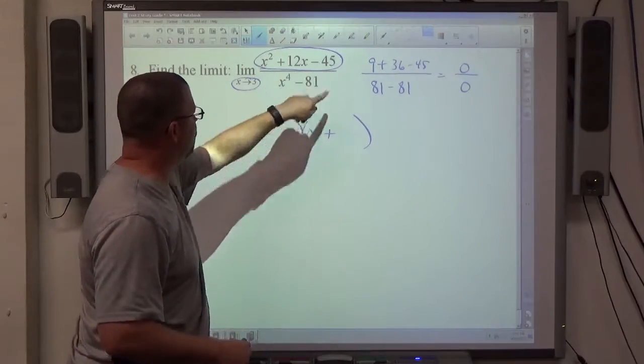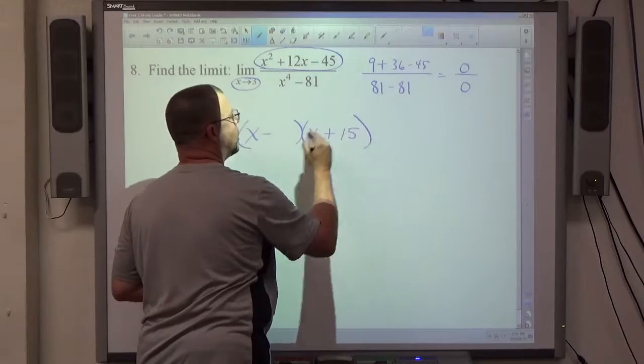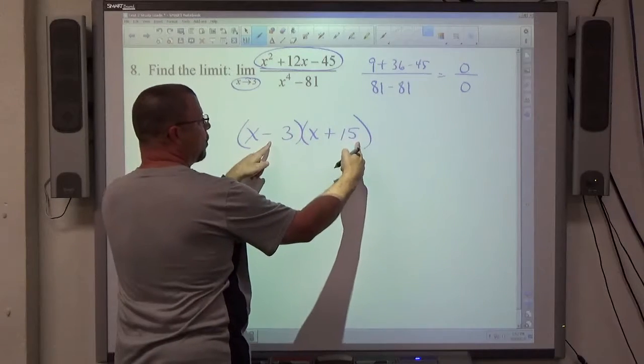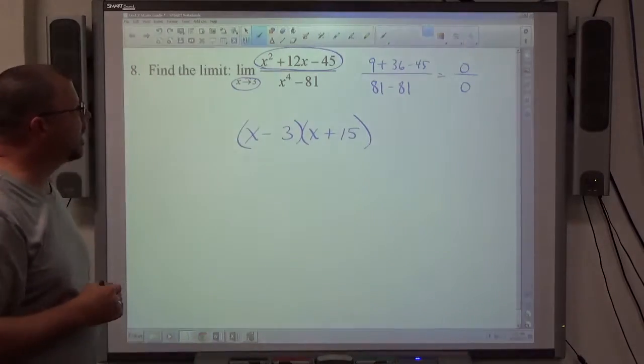In order to get a negative 45, I have to have a positive and a negative. Looking for a positive 12, so I'm going to go with 15 positive, 3 negative. Negative 45 product, positive 12 sum. That would be the correct factor form for the top.